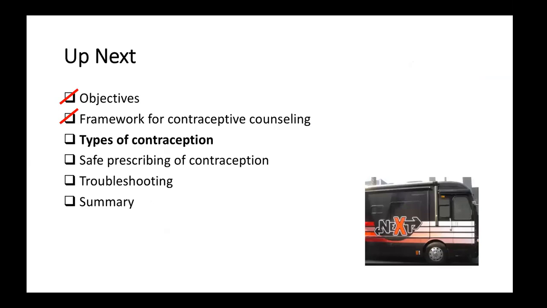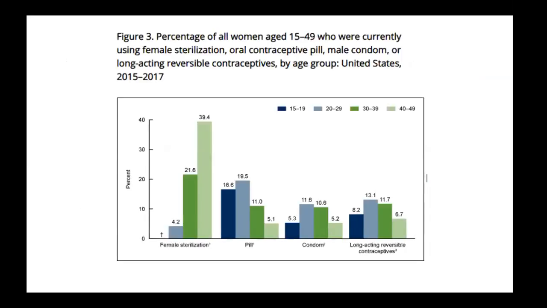Okay, so next I'm going to talk about the different types of contraception. This is just another CDC graph that shows the breakdown of the four most common types of contraception in the US, broken down by age. It's interesting to note that in the older population, female sterilization procedures, which for example includes tubal ligation, seem to have a pretty high rate. And then the pill and long-acting reversible contraceptions are next, and then condoms are the fourth.